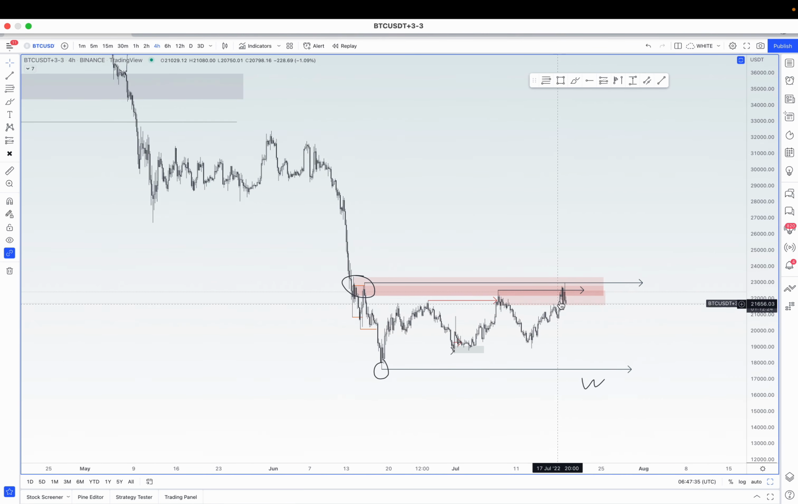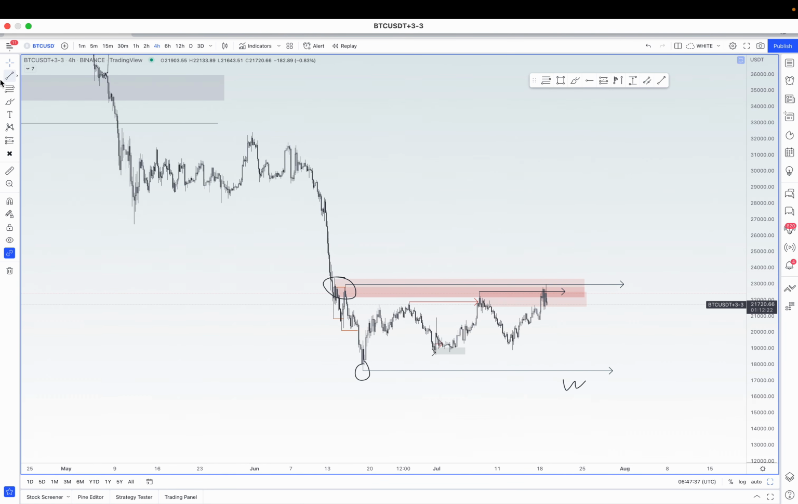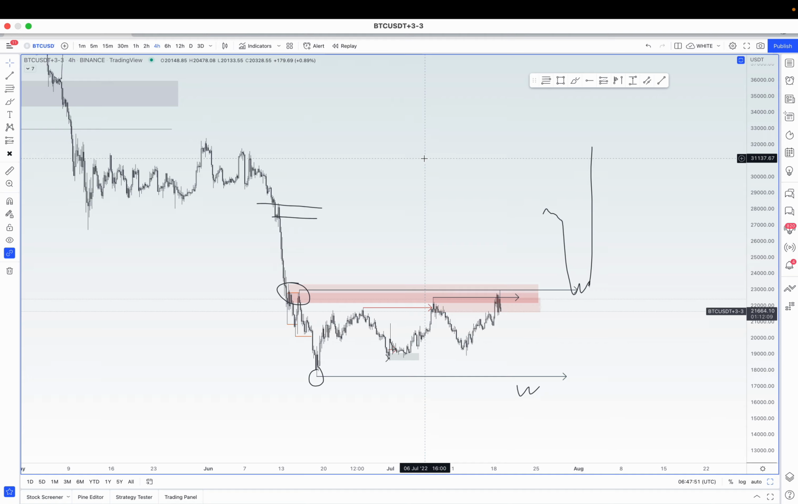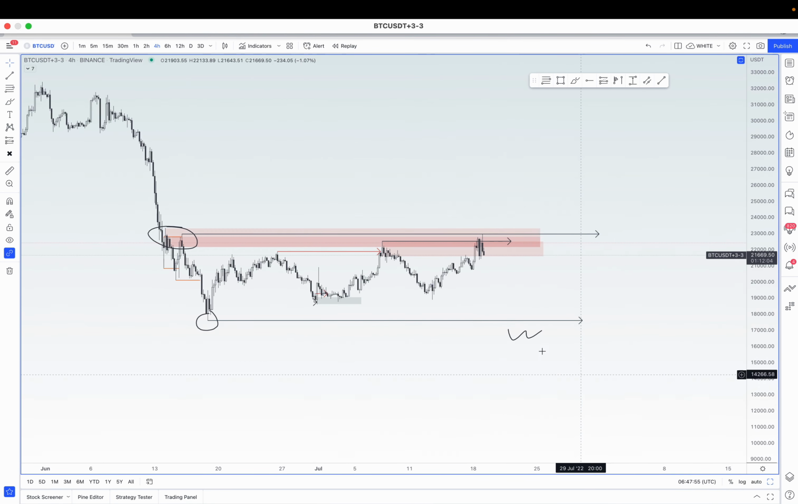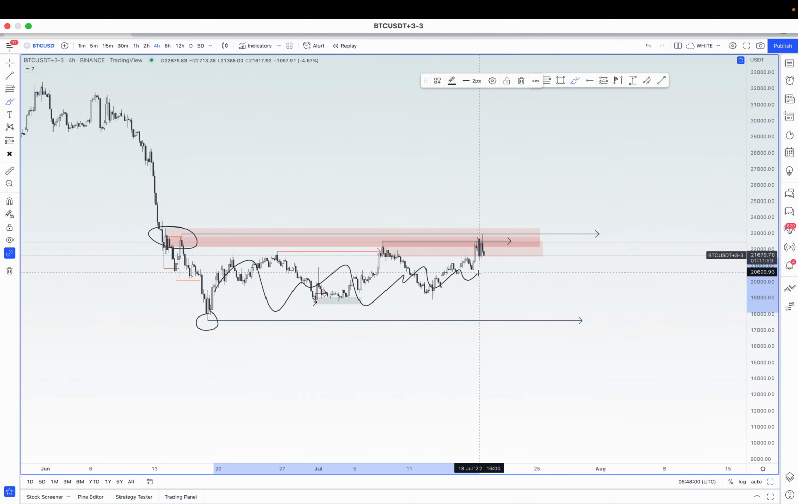As soon as we break up above this high, then we'll probably see a movement to 27k, 28k, around this area, perhaps a rejection from there, and then a retest here, and maybe a move further upward. That would be interesting, but for now we are still in this downtrend. Also on the 4-hour time frame, everything that's happening in here is internal structure. Everything that's happening outside here becomes external structure.